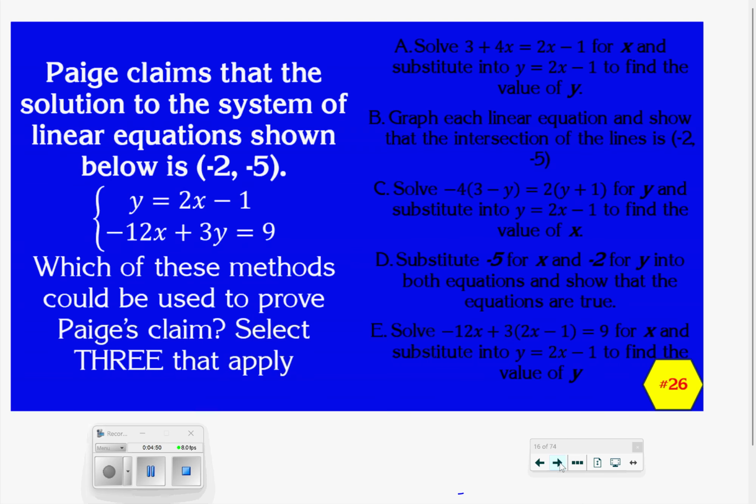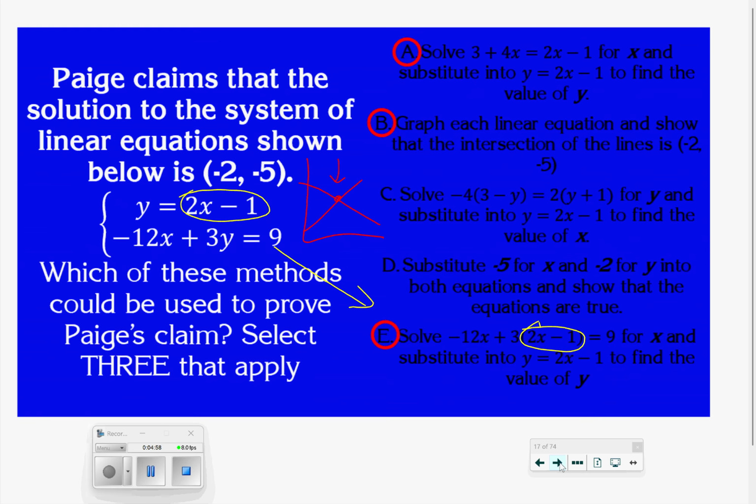Okay, try this one. Okay, the answer here is A, B, and C. Let's talk about B, and I'm going to come back to A. But B, because you graph each linear equation and show that the intersection of the lines is -2 and -5. You just take each one and graph them, and where they cross is the solution. Another way is to do the substitution method.